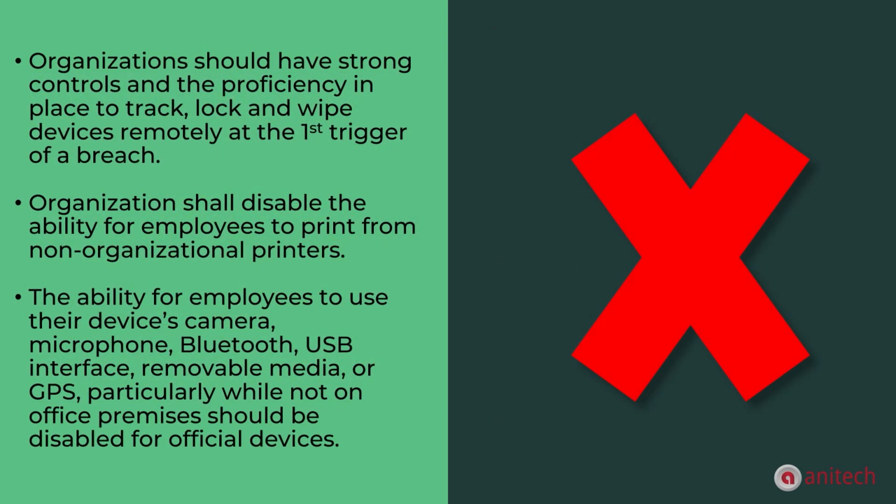To continue in that, organizations should have strong controls and the proficiency in place to track, lock, and wipe their devices as soon as they get the first trigger. And the organization shall disable the ability for employees to print from non-organizational printers, very important, and the ability for employees to use their device camera or microphones, Bluetooth, USB, GPS, you name it. These should all be disabled for office devices.